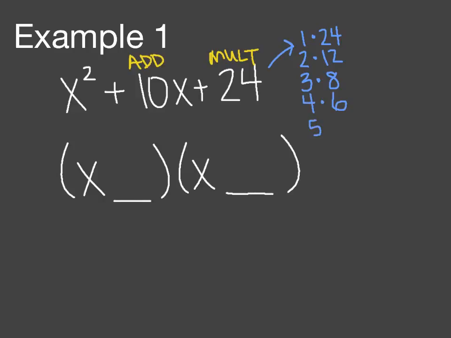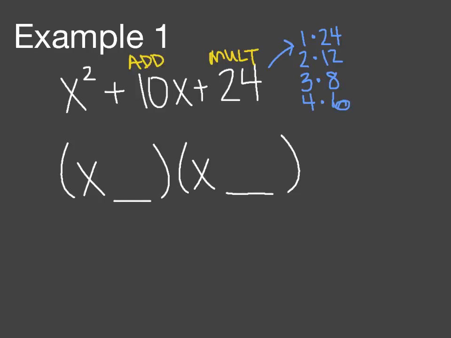If I think about the number 5, 5 times nothing makes 24, so I'm not going to put the number 5 on my list. And then if I think about the number 6, well, 6 times 4 makes 24. But you'll notice I already have that pair of numbers. 4 times 6 is the same as 6 times 4. So I'm going to take that bottom pair off of my list. So we are now left with 4 different options.